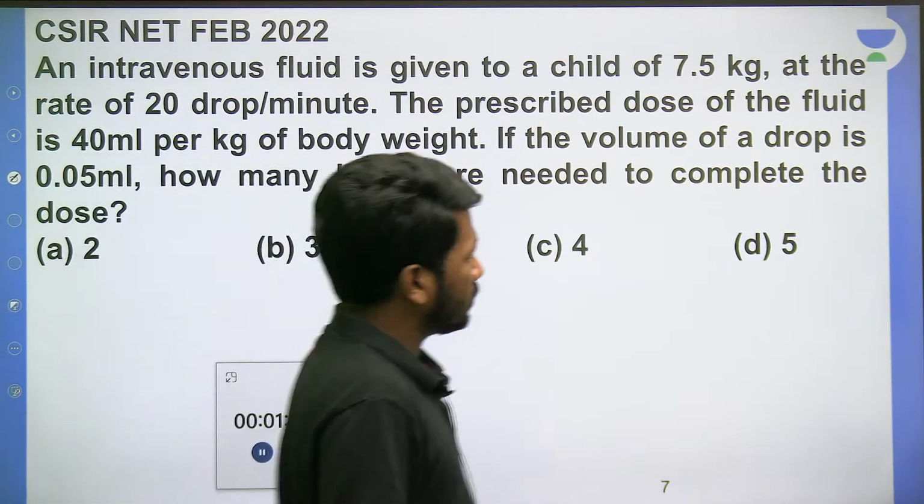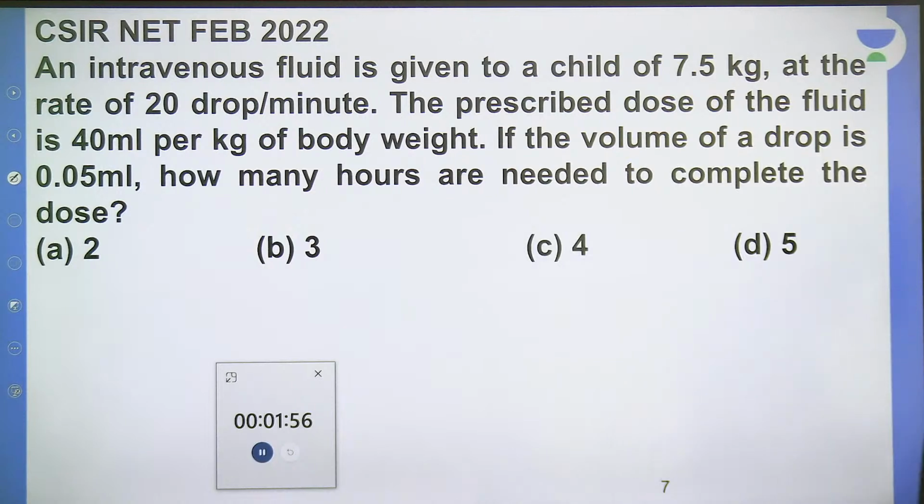Very interesting question. Similar question was asked earlier, 4 or 5 years back also, in a previous CSIR NET problem.